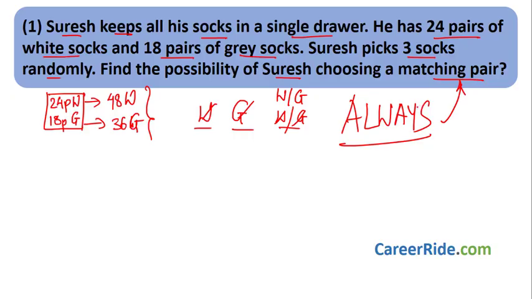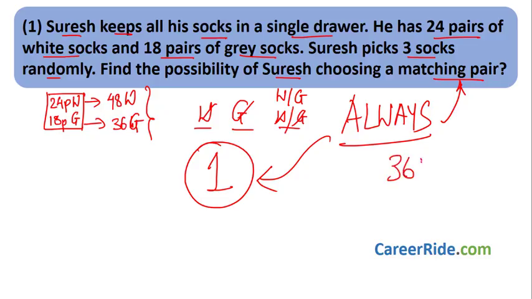So every time the probability will be nothing but 1. There is no chance, or there is nothing like 4 by 6 or 1 by 2 or something like that. Suresh will always get a matching pair. Whenever an event always occurs, the probability is 1. Like say, if we say that the sun rises for 365 days every day. So what is the probability that the sun will rise on a Sunday in the same year?